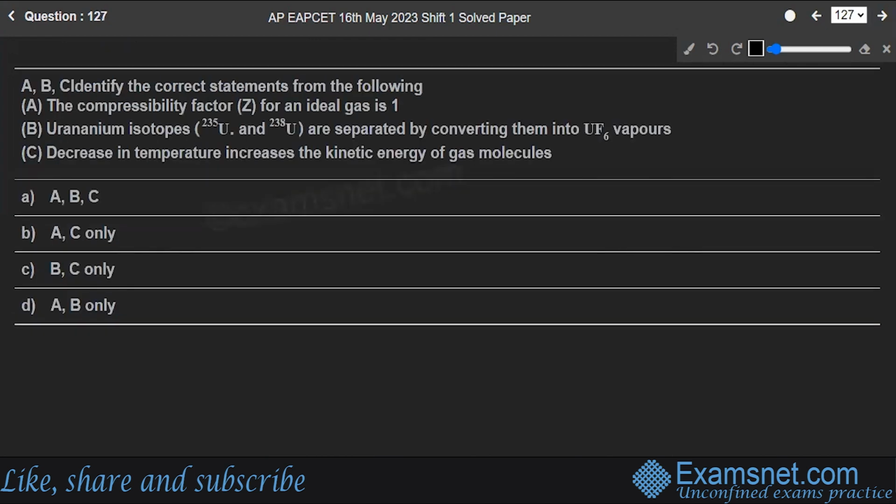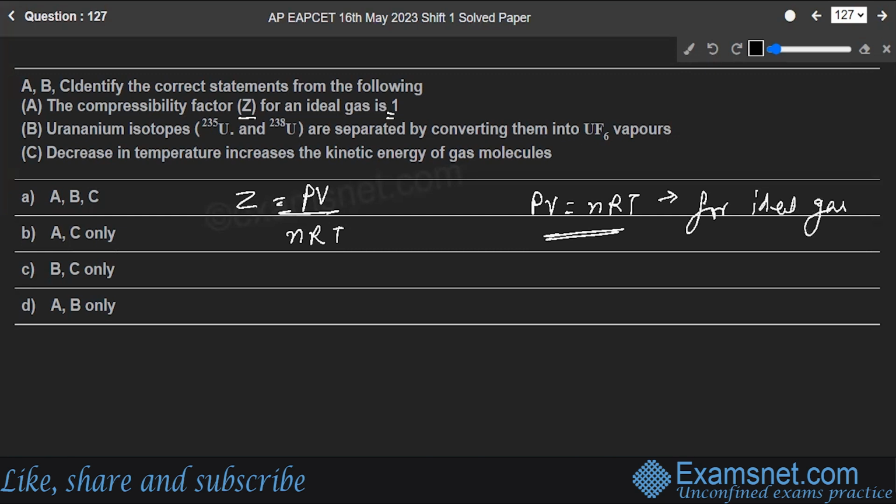A, B, C. Identify the correct statements from the following. A says the compressibility factor Z for an ideal gas is 1. Okay, let's see. The compressibility factor Z is given by PV upon nRT. And for an ideal gas, they both are equal. So that means Z value will be 1 for an ideal gas. So A is correct.